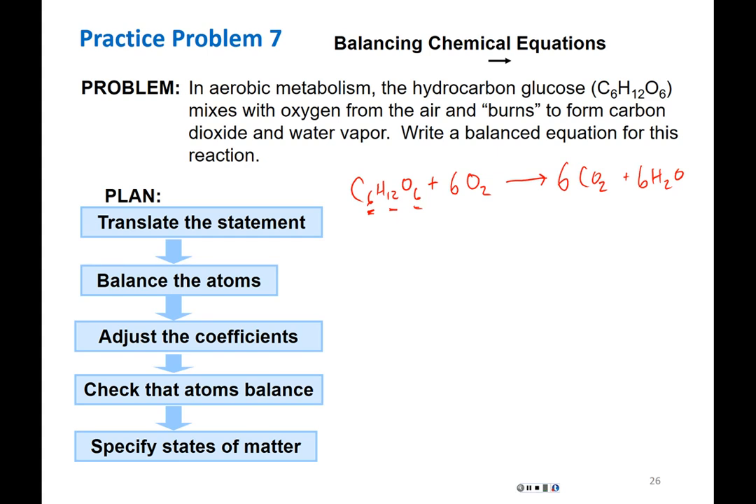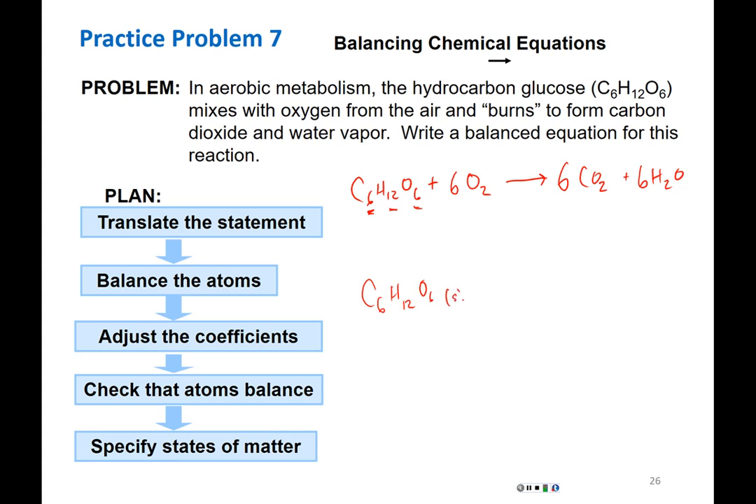We don't have to adjust any coefficients because there are no common denominators. The coefficient is 1 in front of glucose, so that's simplified. You can check and see all atoms balance. And then the next thing would be to specify the state of matter. So let's just rewrite this again, C6H12O6.